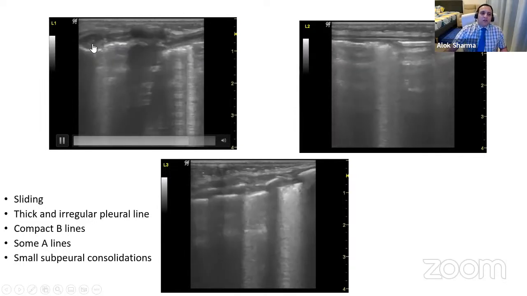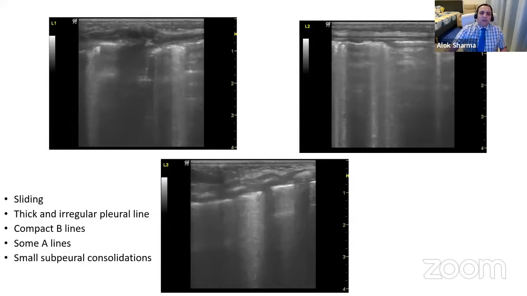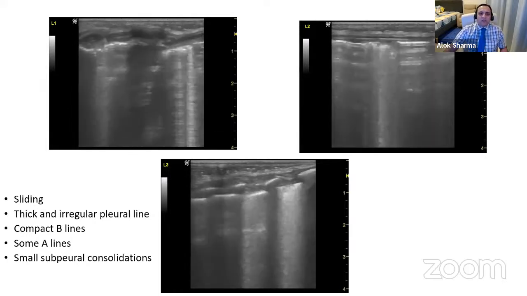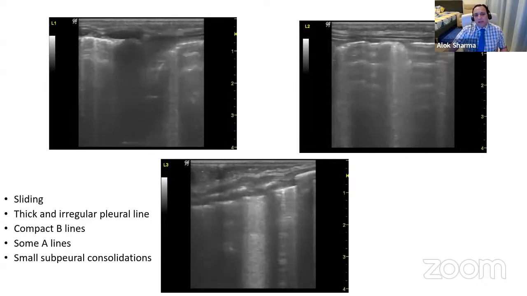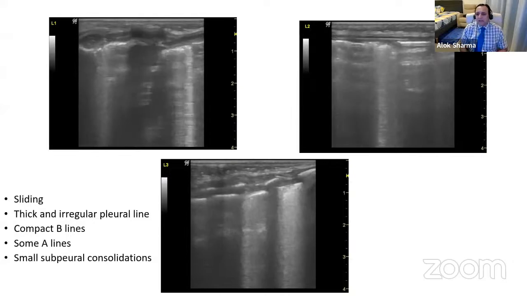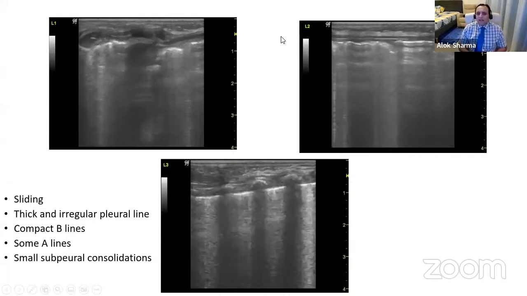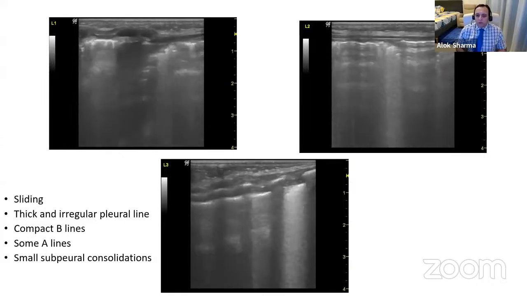Again, in inspiration, you get these B lines that are individual that you see going down. But in expiration, those B lines kind of merge to form one compact B line going all the way down. So you can see how there's quite a bit of dynamicity. It's quite dynamic how B lines can merge with each other. And we'll talk about that.